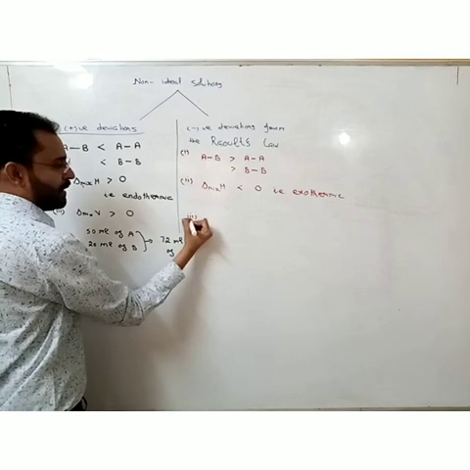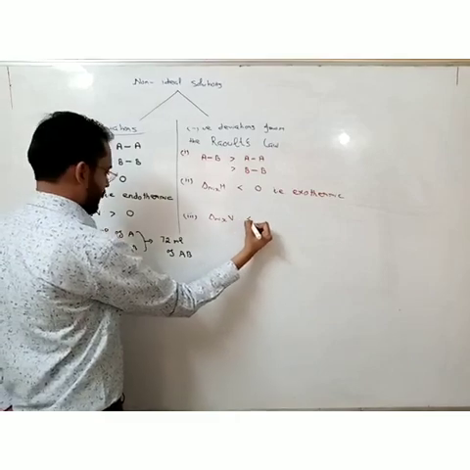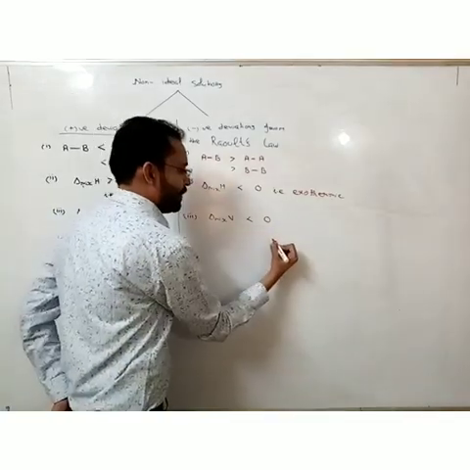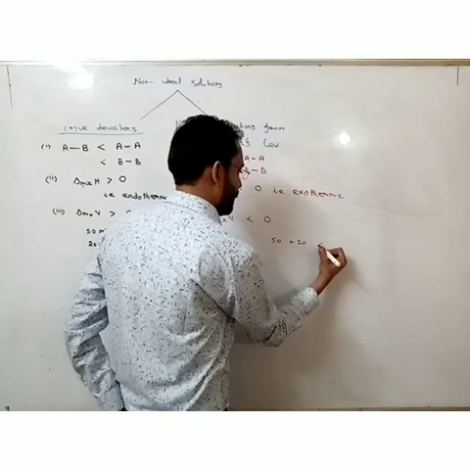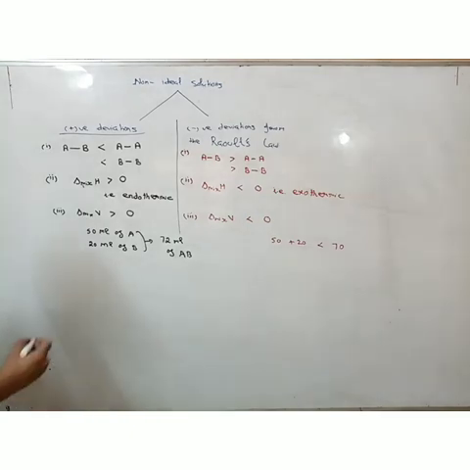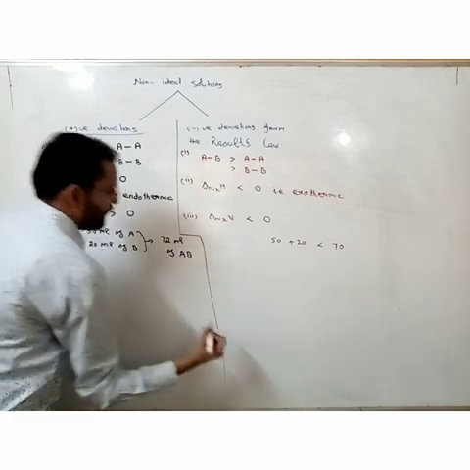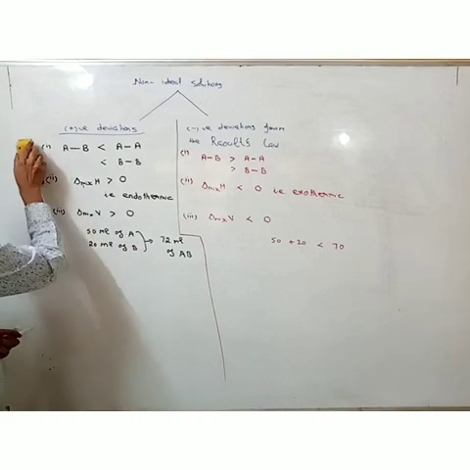Third, delta V mixing is less than 0. So it means 50 plus 20 is less than 70. Fourth is graphical representation. Graphical representation of solutions showing positive deviations and negative deviations from Raoult's law.